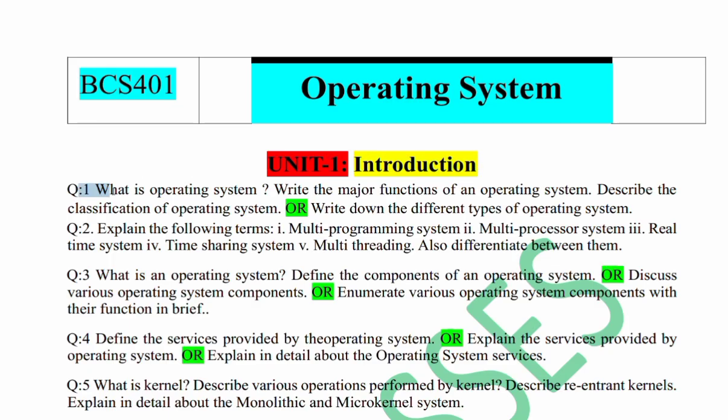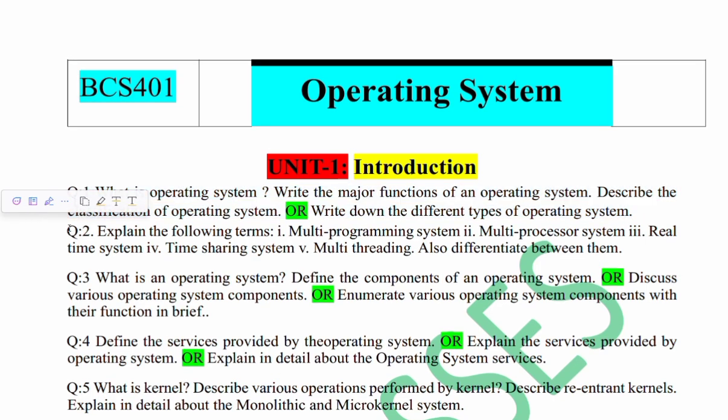Here is question number first. What is an operating system? Write the major functions of an operating system. Describe the classification of operating systems, or write down the different types of operating systems.